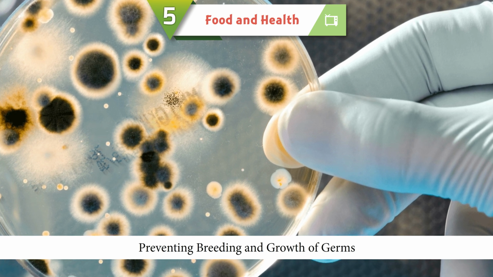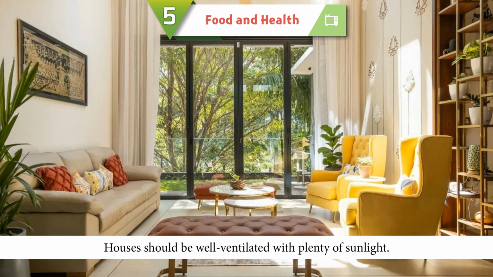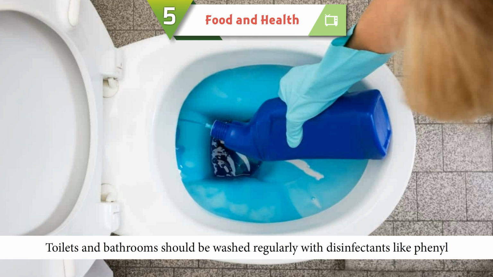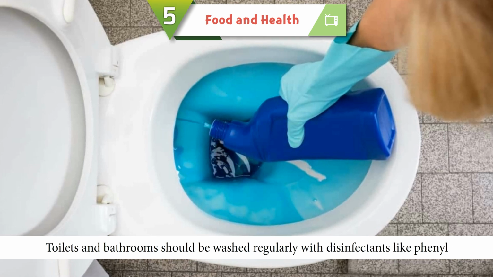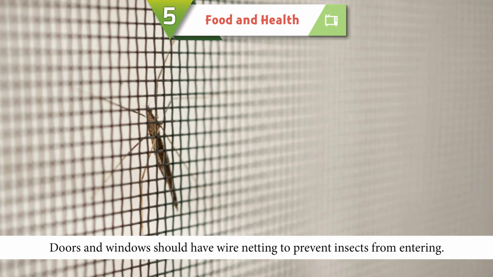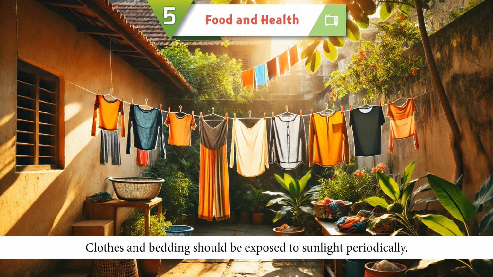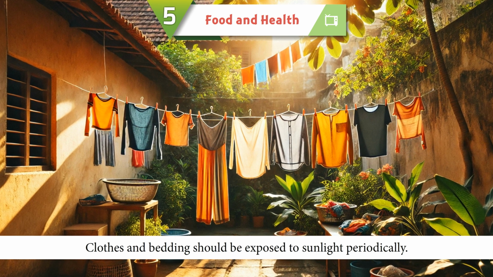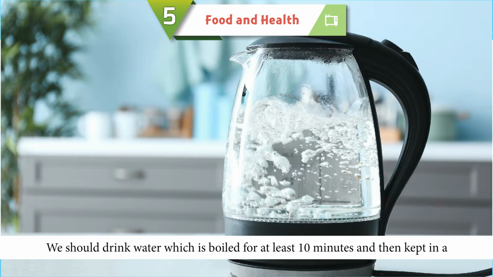Preventing breeding and growth of germs. Houses should be well ventilated with plenty of sunlight. Sunlight helps to destroy germs. Toilets and bathrooms should be washed regularly with disinfectants like phenyl or Dettol. Doors and windows should have wire netting to prevent insects from entering. Clothes and bedding should be exposed to sunlight periodically. All food and water should be kept covered.